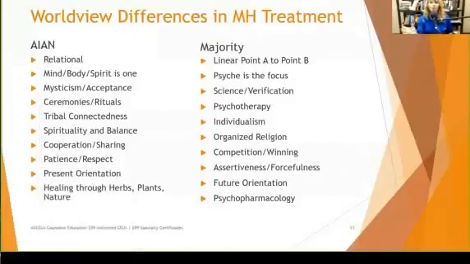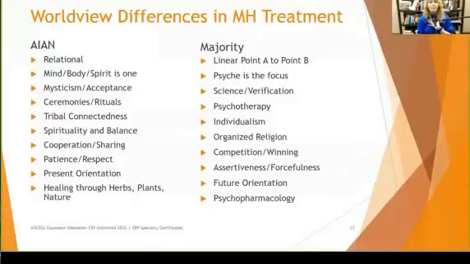Now, the majority culture, on the other hand, we tend to have organized religion in terms of addressing spirituality. We may refer out and go see your priest or your pastor or your spiritual leader. But we tend to not integrate it as much, and there's not as much balance. It tends to be disconnected parts of a whole instead of interconnected parts.